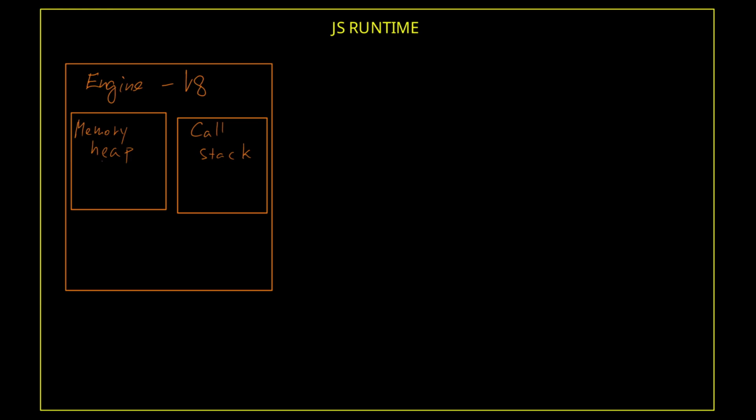In the memory heap, we also have intrinsics. Intrinsics are sitting there from the beginning when the program is started. They are predefined JavaScript objects like Math, the Array object, the JavaScript Object, and so on. And we also have the garbage collector here.